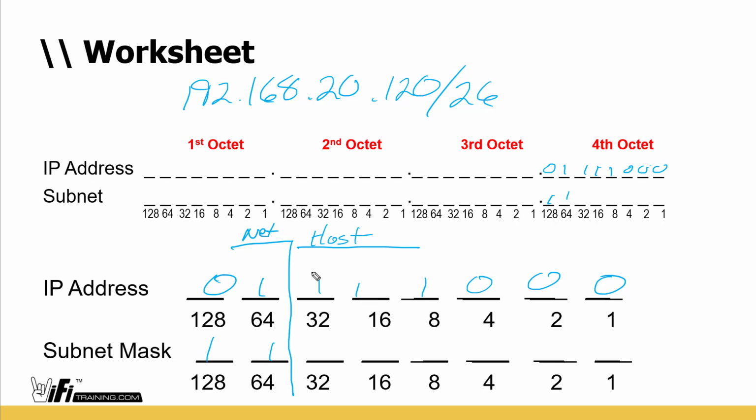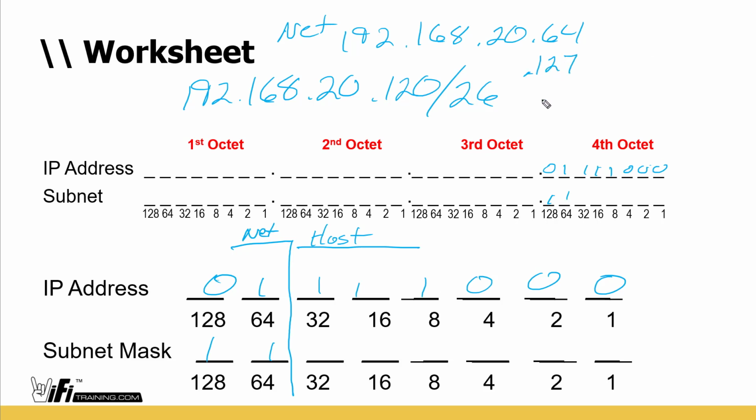So if we turn all bits over here off, that would only leave 64 on. So my network is 192.168.20.64. That's my network address. All right, my broadcast address could be all bits on. So 64 plus all bits on. 64 plus 32 is 96. That's 112, 120, 124, 126, 127. So 127 is my broadcast.